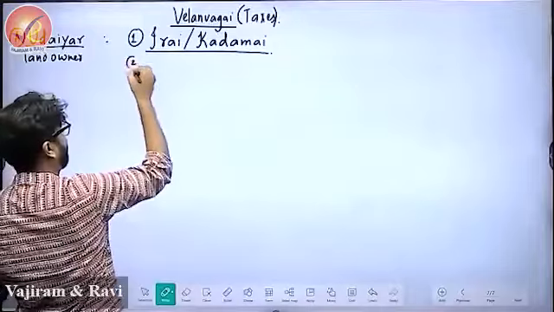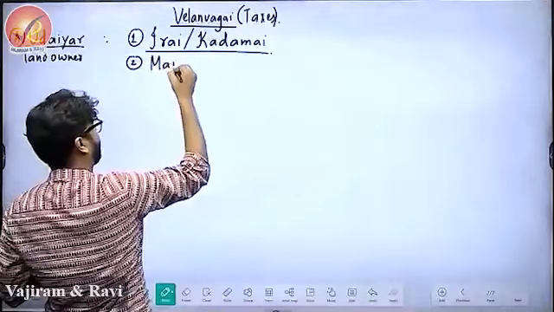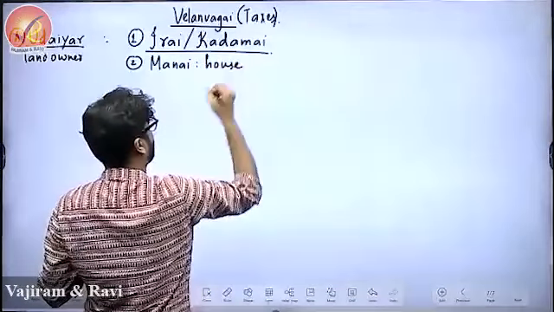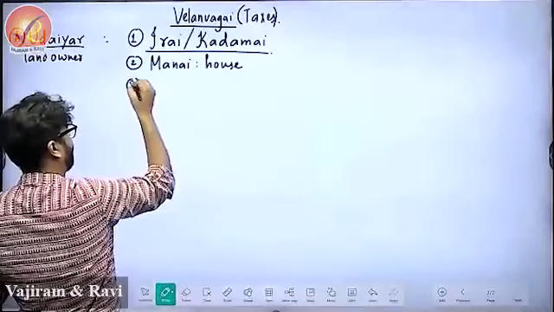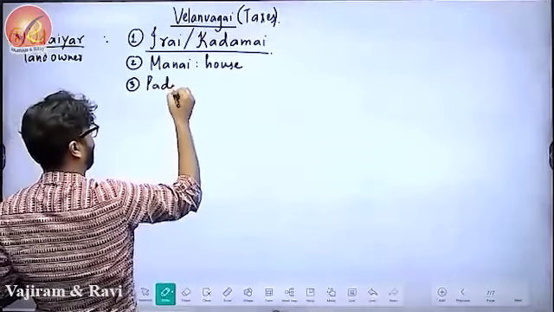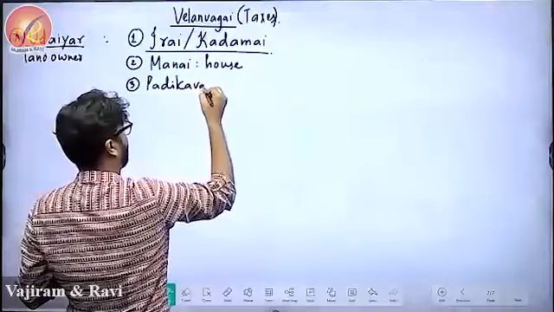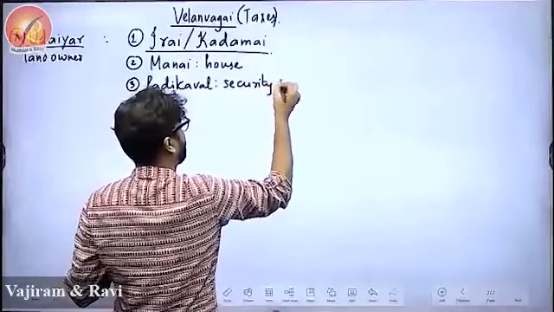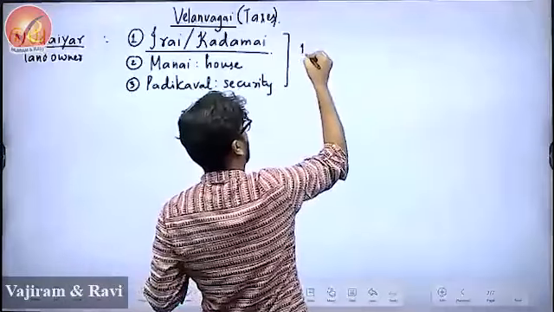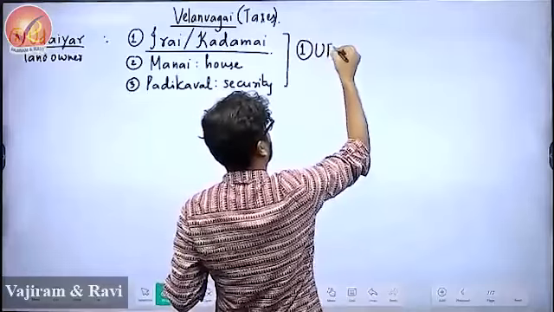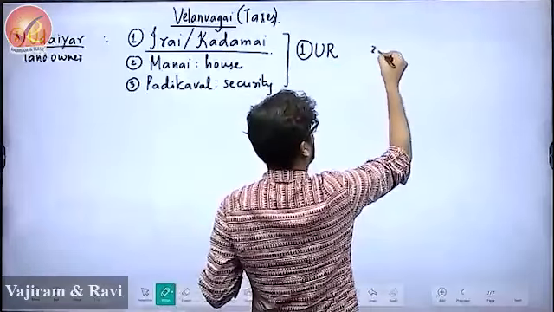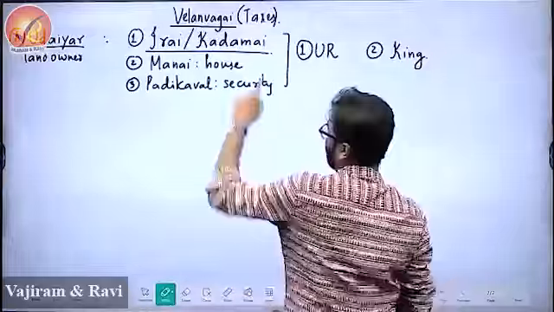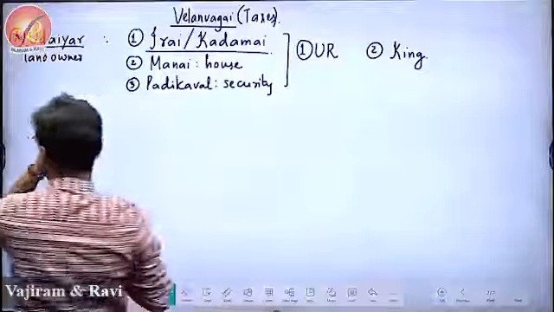The second tax that he has to pay is Manai. That is the house tax. If he has built a house, he has to pay a tax. And the third tax is Padi Kaval. Padi is the province, Kaval is the security. It is the security tax that you pay to the state. These 3 taxes are paid twice. He pays all the 3 taxes through the village council, and he pays all the 3 taxes to the king also. So he pays 3 taxes twice.